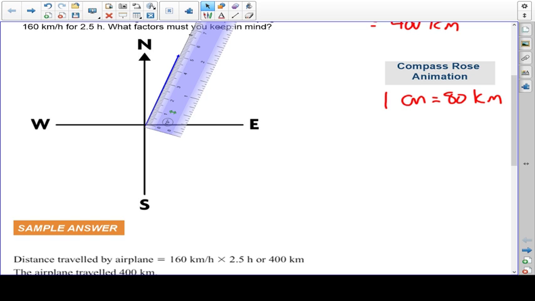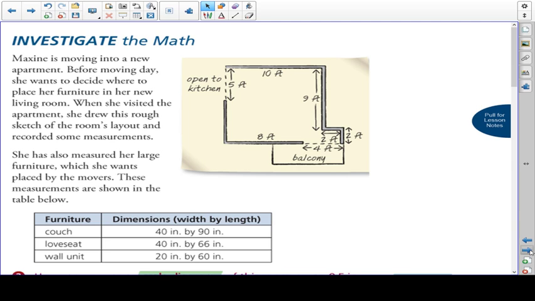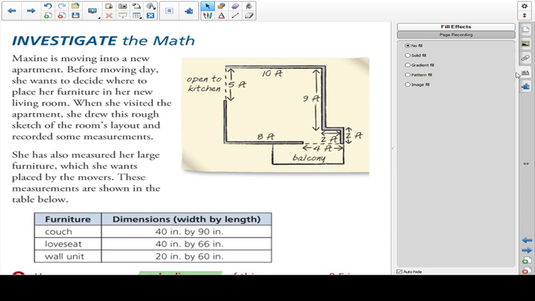Any questions about that? So we have to use the protractor, mark the angle, and then we draw the appropriate length based on our scale. Okay? Make sense? Okay, good enough. So let's take a look at this.